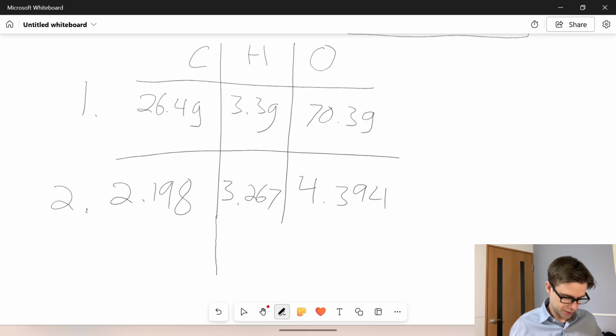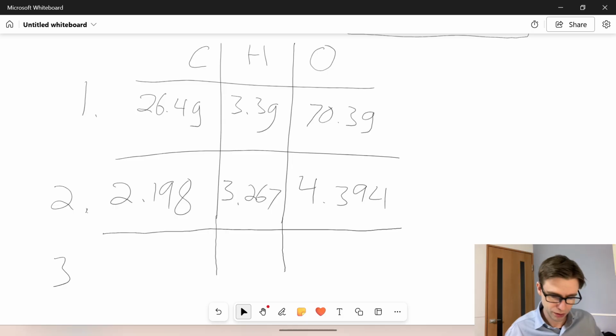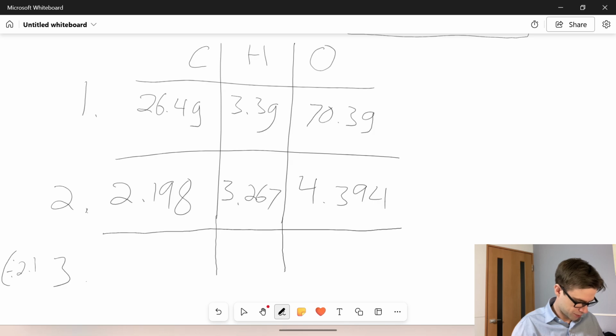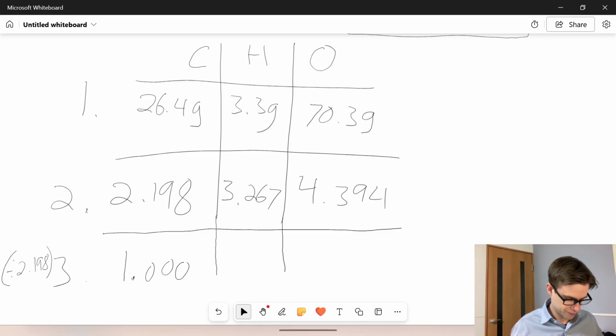Good. So these are the ratios that we're looking for. It's just that they're not whole numbers, and atoms must be whole numbers in a formula. So we have to simplify these. We'll divide by the lowest one. The lowest one is 2.198. So I'll just make a note here. I'm dividing by 2.198. So this one will set to 1. H should be 1.486.